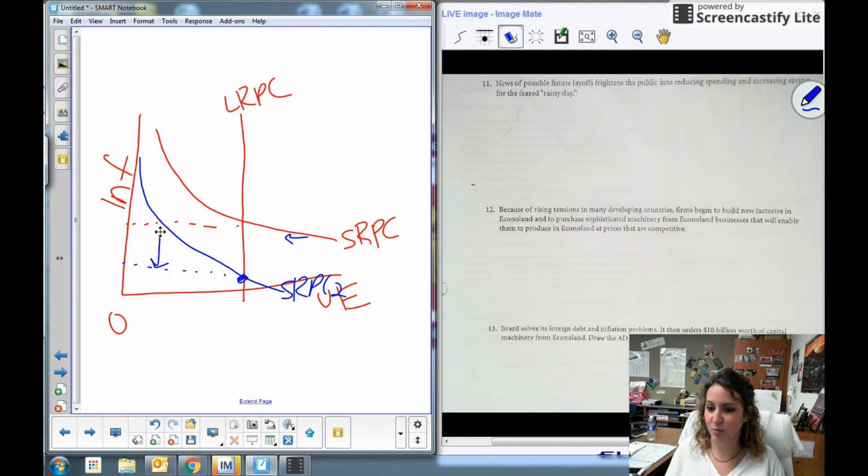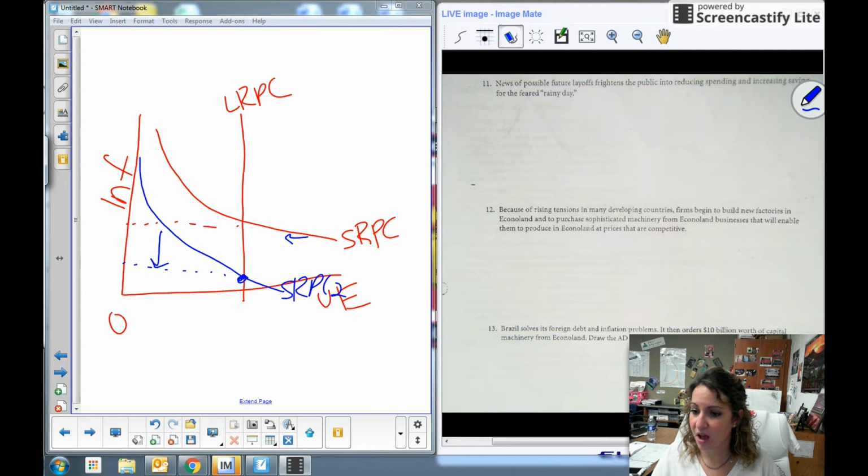Okay, and the last one. Brazil solves its foreign debt and inflation problems, then orders $10 billion worth of capital machinery from Ecoland. Draw an aggregate supply and demand graph for Ecoland. Okay, so don't get confused between Brazil and Ecoland. Brazil has problems and they're solving it, but then they buy a whole bunch of machinery from Ecoland.